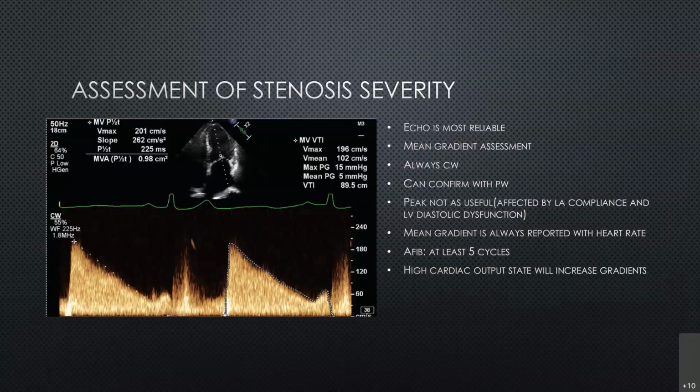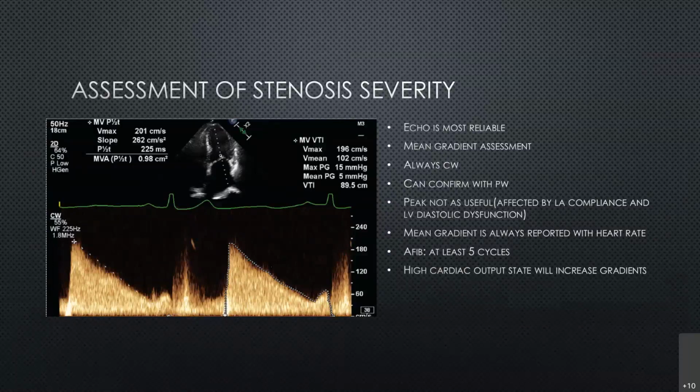If the heart rate is high, or if the patient has anemia, there's more stroke volume, more cardiac output, and it will increase your gradient. So always report it at a heart rate. If your heart rate is 100 versus 60, there's a lot of difference. At 100, 120, your gradients will be higher. So always report it at a heart rate.